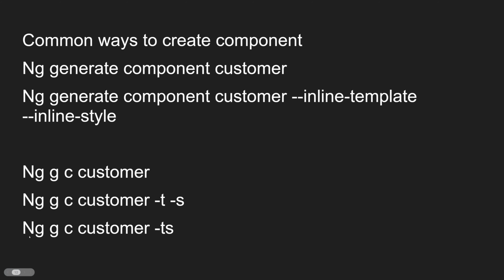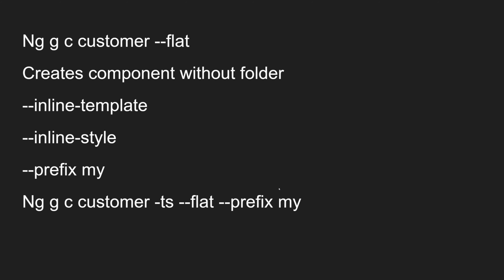Now if you come down, you'll see ng g c customer. If you are using these options, -t and -s, you can combine these two options like this: -ts. So this is also valid, and you can write it like this also. If you have two shorthand notations, -t and -s, you can combine them like this. So this command also does the same.